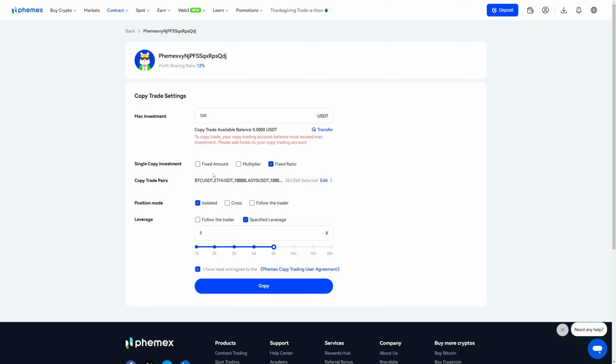And as I said, you can also use the fixed amount. In this case, I will just go with the fixed ratio. So I will use the same amount that the copy trader also uses in percentage terms.